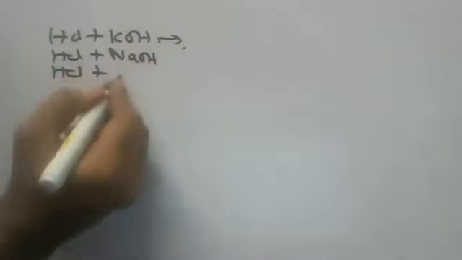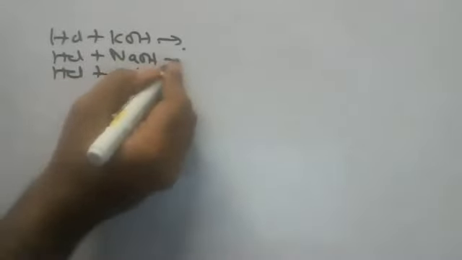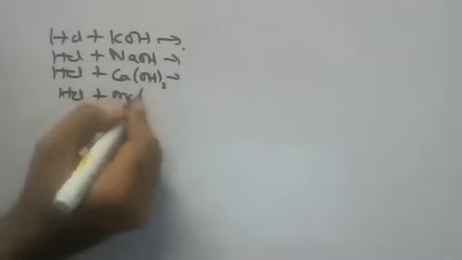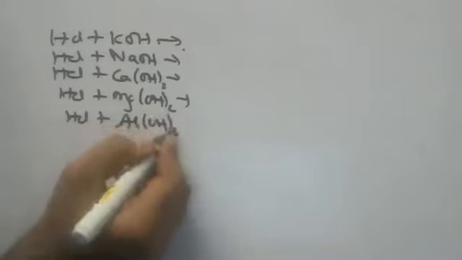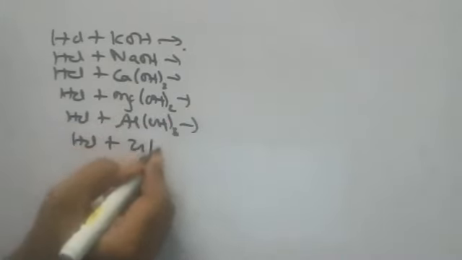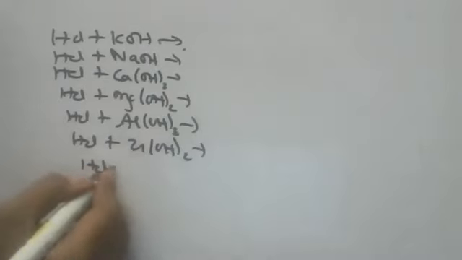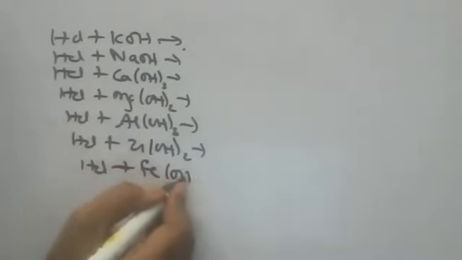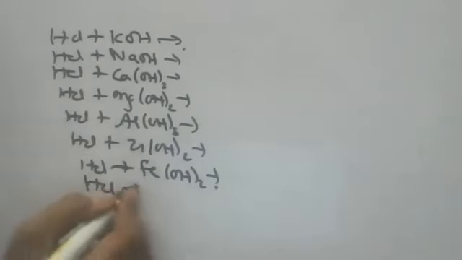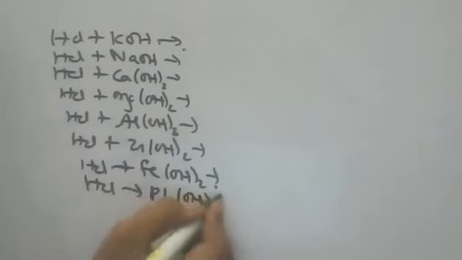Now please see here, children. First with HCl I will do. HCl plus KOH, HCl with NaOH, HCl with calcium hydroxide, HCl with magnesium hydroxide, aluminium hydroxide, zinc hydroxide, HCl with iron hydroxide, HCl with lead hydroxide. We will do this one.